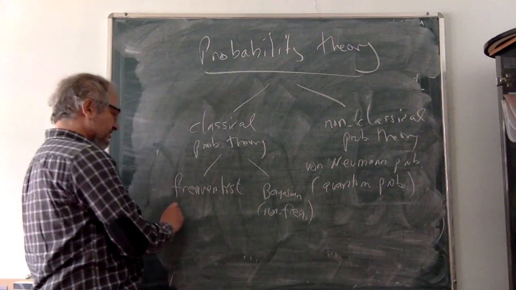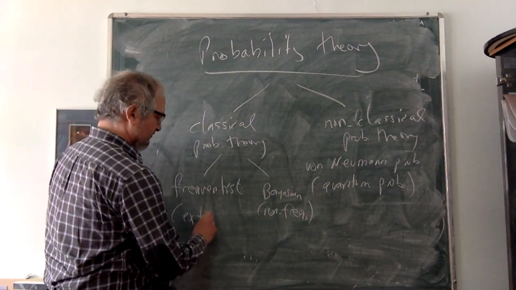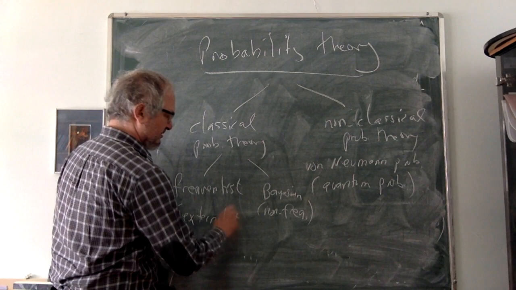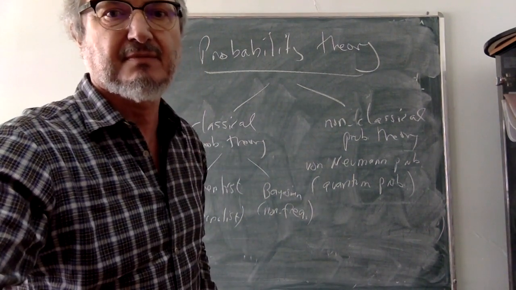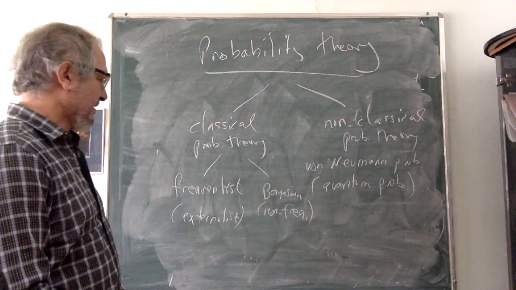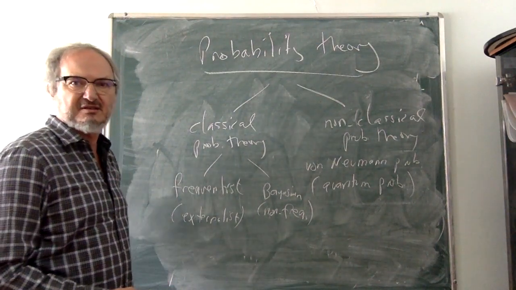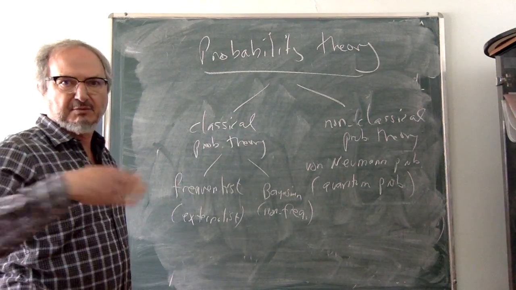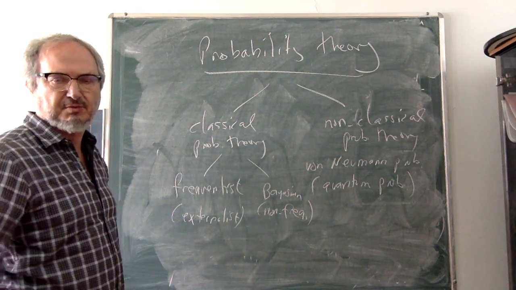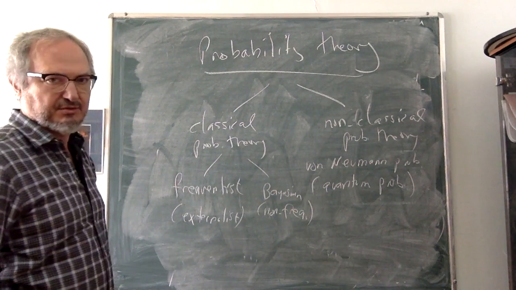So this is externalist in the sense that you just keep counting event structure, occurrence of events in sample space, and you just divide number of observations to total possible observations, and you get your probabilities.